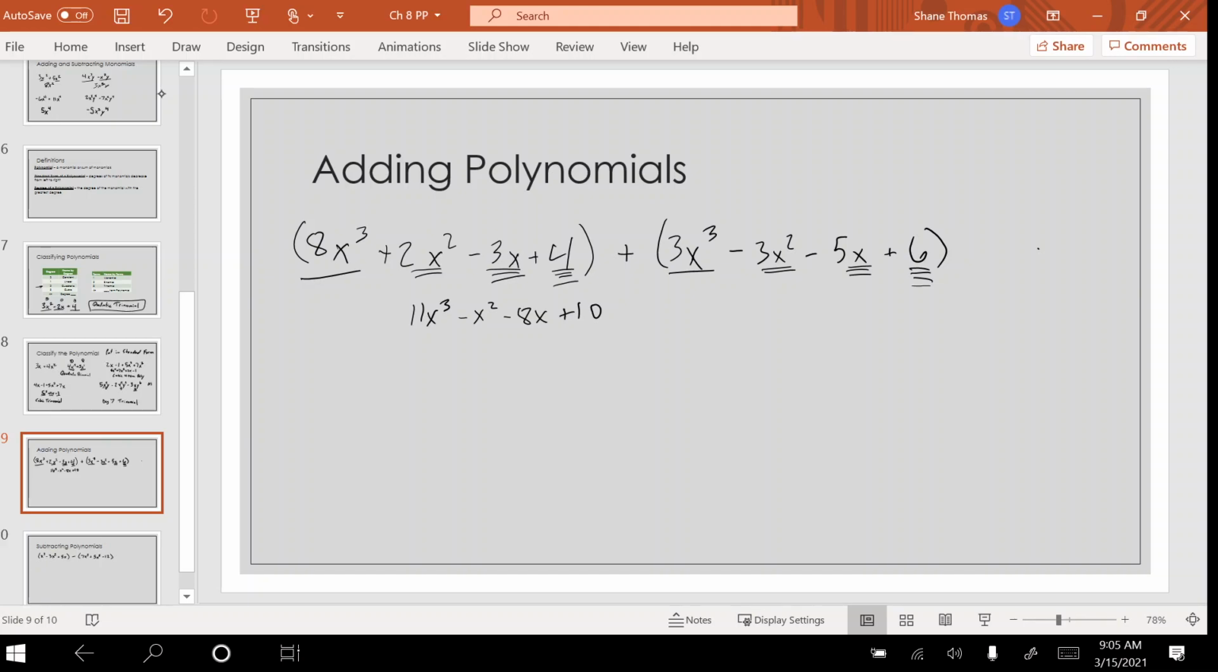Now, let's classify it while we're at it. What's the degree of this guy? Degree 3. Okay, it's a degree 3, which would be a cubic. So this would be a cubic. And then how many terms do we have? We have 4 terms, so it would be a 4-term polynomial. Good.